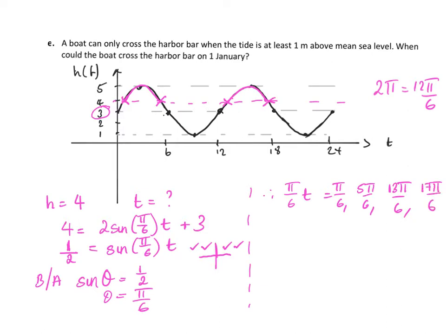Now I want to get t. So I'm going to divide by pi on 6 or times by 6 on pi. So let's work that out. Pi on 6, and we'll do the first one together. You get pi on 6 times by 6 on pi. Cancel, cancel. So you end up with 1. Same thing for 5 pi on 6, you get 5, and then 13, and then 17.